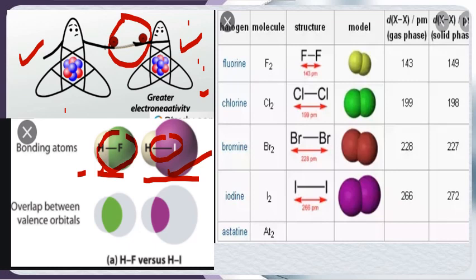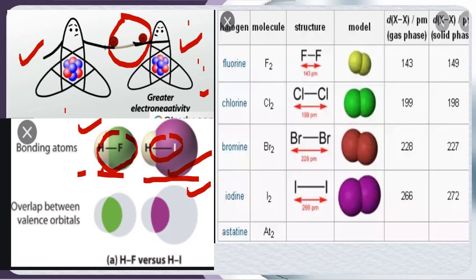So this is how we say that electronegativity will affect. We will say that the hydrogen fluoride bond is more ionic as compared to that of the hydrogen iodide molecule, right? More ionic means more of the electron pair is attracted towards the electronegative atom. Okay, now this is how electronegativity affects the bond energy.